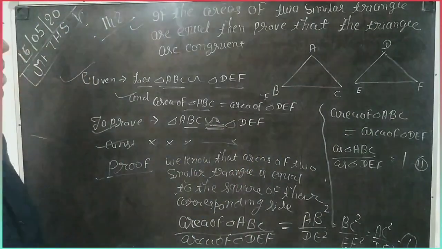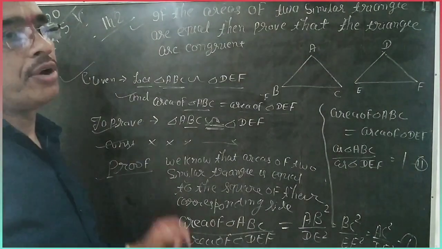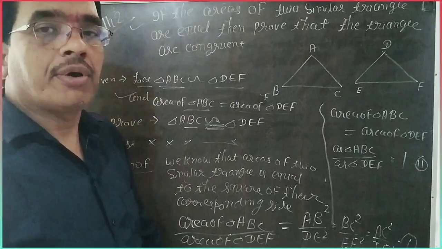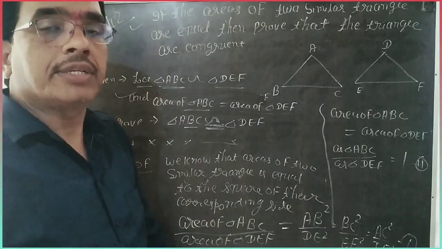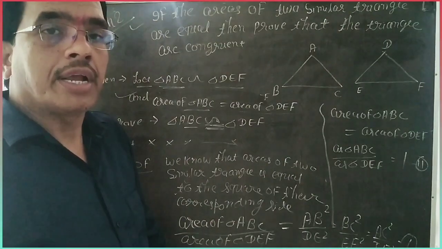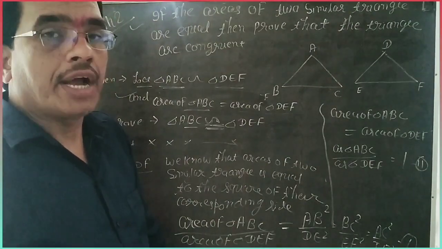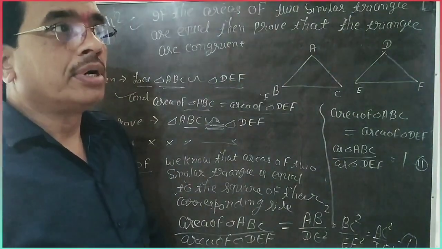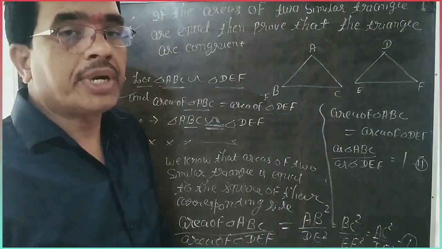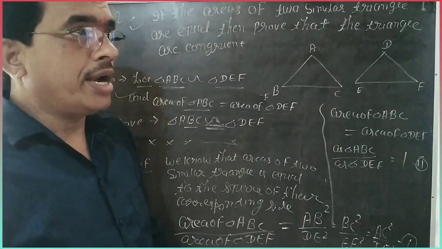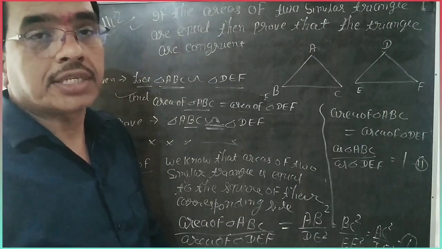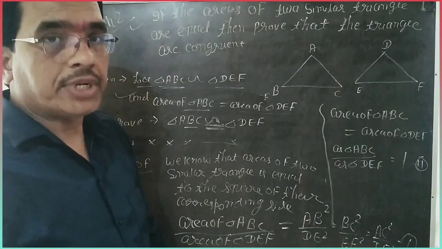Write the proof. Before the proof, note that the first theorem is used in every theorem of this exercise. The first theorem in this exercise is the area theorem. That is, for similar triangles, the ratio of their areas is equal to the square of their corresponding sides. So first you remember the statement of this theorem, and this statement is used in every question and every theorem in exercise 7C. So dear students, first you remember it.